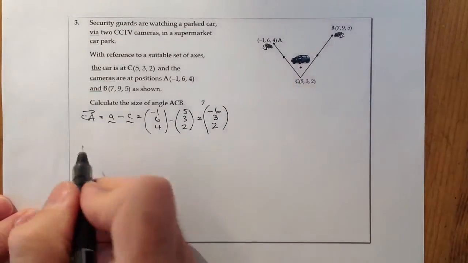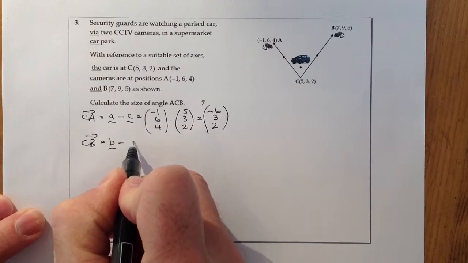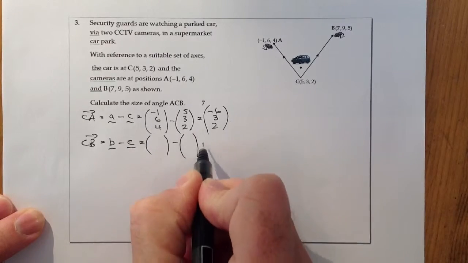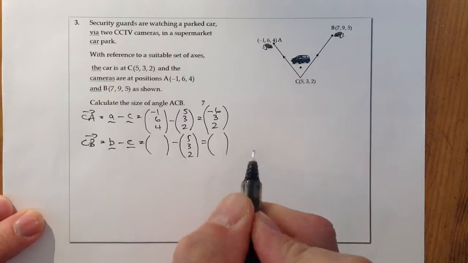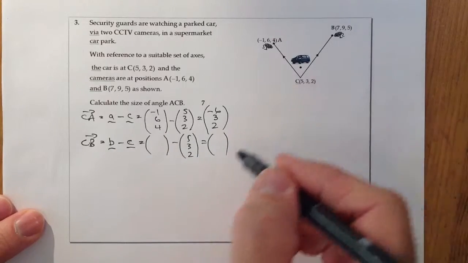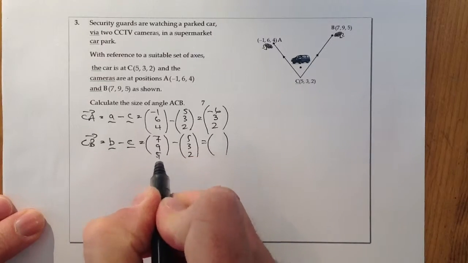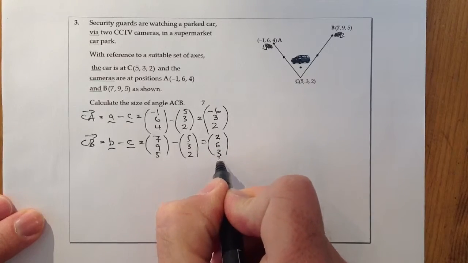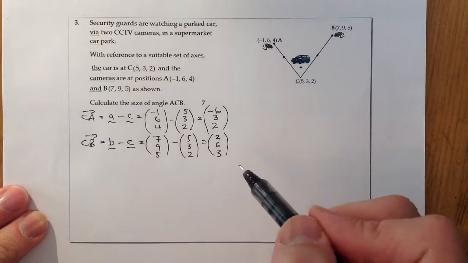Let's now do CB, and set it up the same way. I know C is going to be the same there, so I'll put that in. And then for B, 7, 9, 5, and do the subtraction, so it'll be 2, 6 and 3. So that's the 2 of them complete, and now we'll set up the angle to try and work this out.